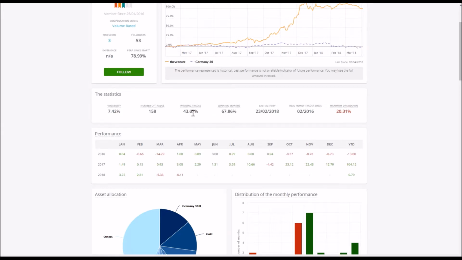But there we go. Winning trades, 43%. Winning months, so about two thirds, 2 out of every 3 months end up with a profit. Last activity, I think that's wrong actually, 23rd of Feb. I think that's a bit out of date. Real money trader since February 2016.